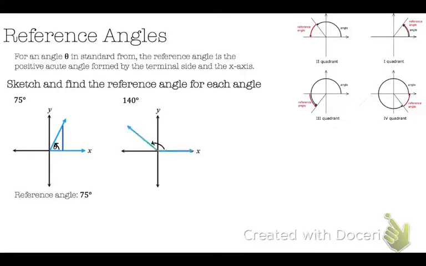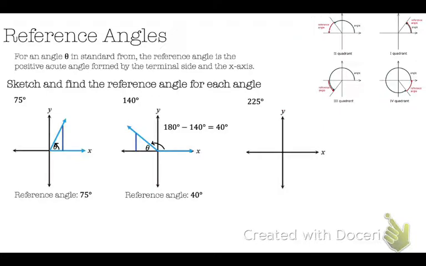Okay, what about this one? So 140 is that, but then I want to create a triangle with the x-axis. So I'm going to drop that down, and there's theta. Now I need to figure out what theta is right there. So if this is 180 and this is 140, to find this angle measure I could just do 180 minus 140. That's going to be 40 degrees. So our reference angle is 40 degrees.